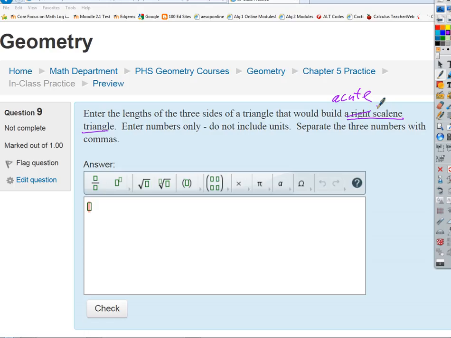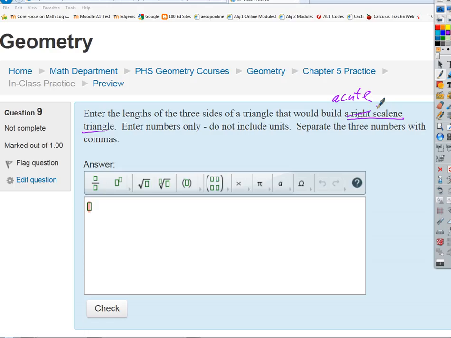What does scalene mean? No sides are the same. So where do I start? Pick two sides. Okay, 2 and 4 I could. Now I'm going to make a recommendation. If we don't want to use decimals, let's maybe pick a little bit bigger numbers. Something maybe like that, right?